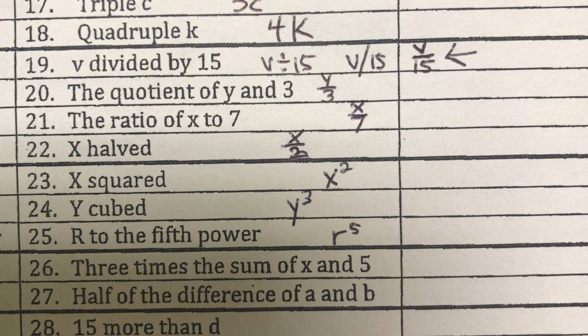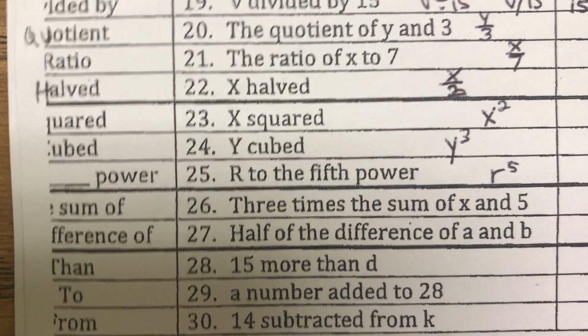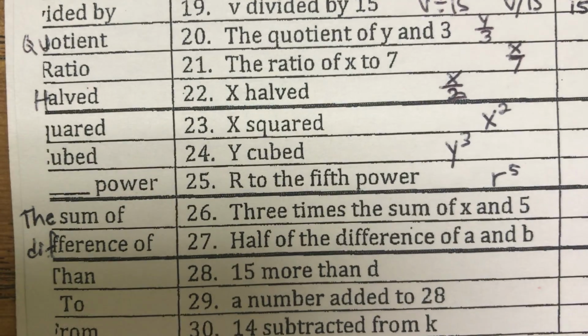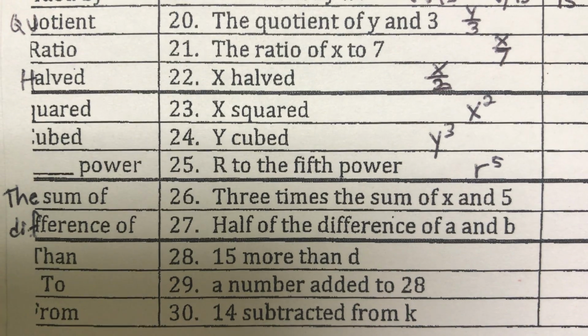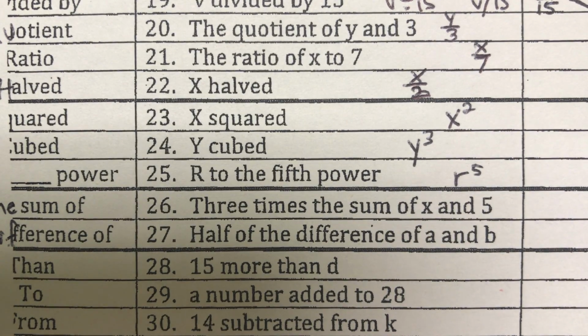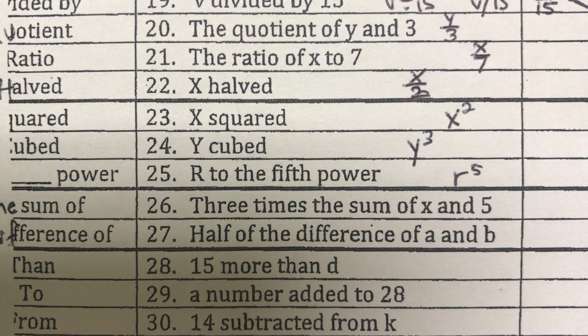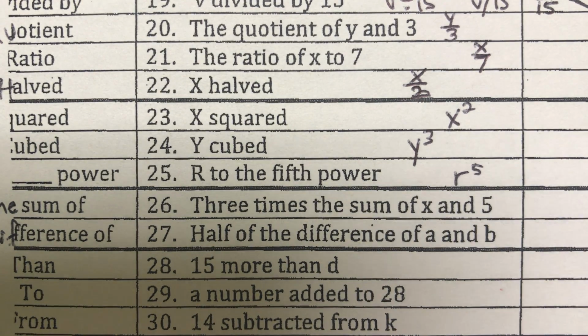Now we're going to talk about some things that are a little bit more difficult. We're going to talk about using parentheses. Anytime you see the blank of, so like the sum of or the difference of, that means that the things after the of are being put in parentheses. You have to put those things together before you do whatever else the rest of the problem says.